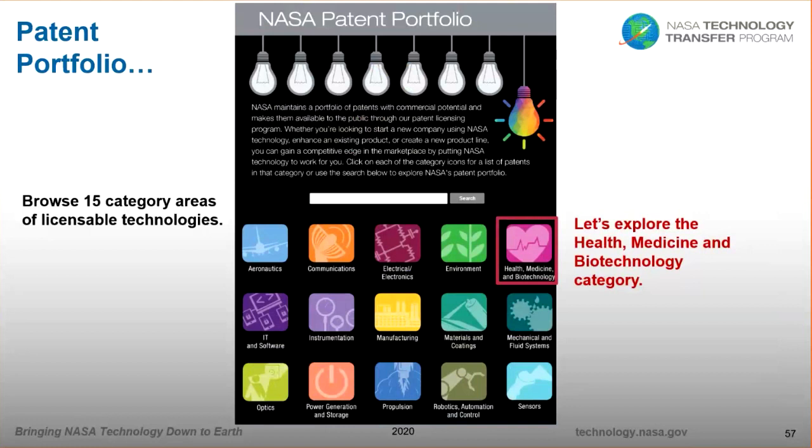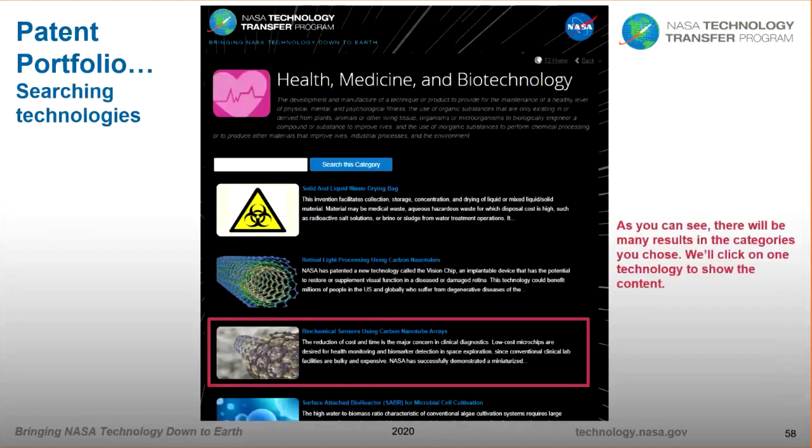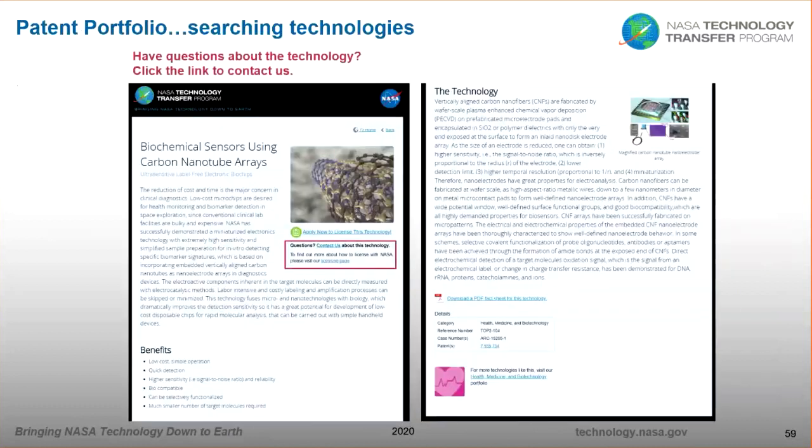So once you click the health, medicine, and biotechnology category, a page like this shows up. And this shows the different technologies that are available for licensing. Let's go ahead and click on the biochemical sensors using carbon nanotube array. Once you click that, you see this page, and this page gives you an overview of the technology, with understanding what the technology is, the benefits, the applications, and the technology itself.